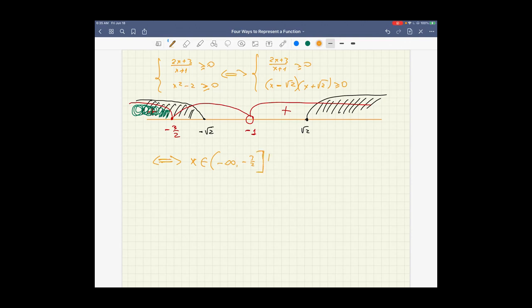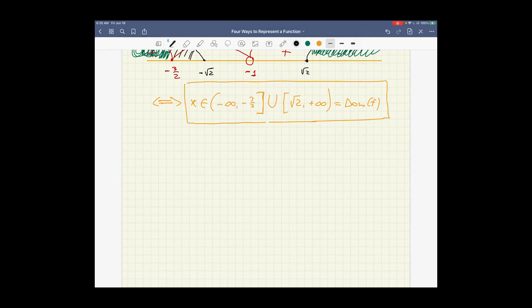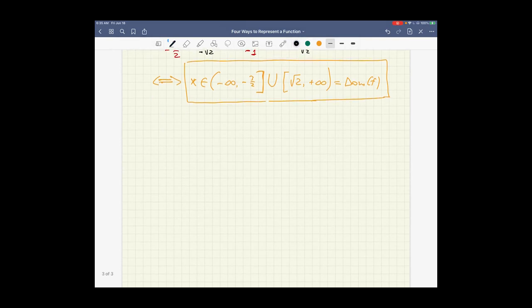Including negative 3/2, union the interval from root 2 to positive infinity. That is the domain of our function. Now, another example where the problem will be to find the image of a given function.